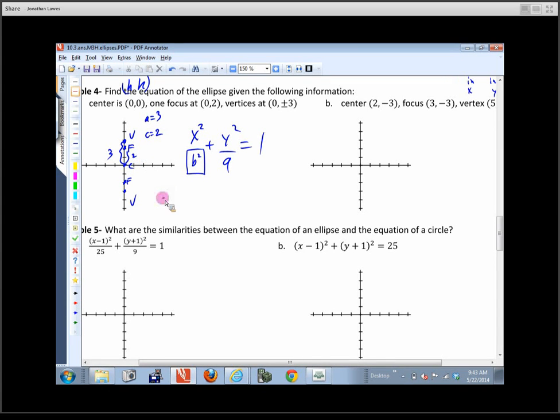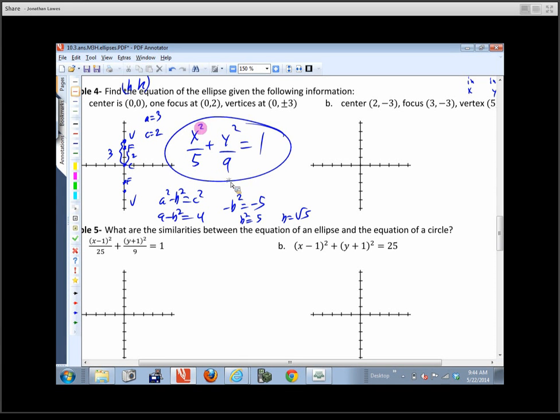And the formula is a squared minus b squared equals c squared. So that's going to be 9 minus b squared equals 4, 2 squared. Negative b squared equals negative 5. Or b squared equals 5. Or b equals radical 5. Do I need to know b equals radical 5, or do I just need to know what b squared is? I just need to know b squared, okay? So b squared is 5, and that right there is our answer, okay?